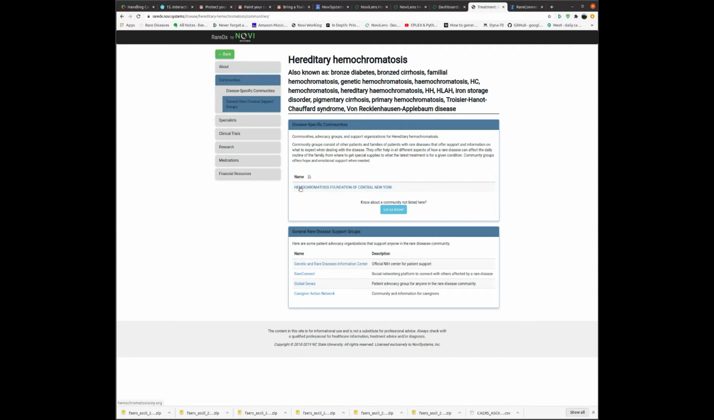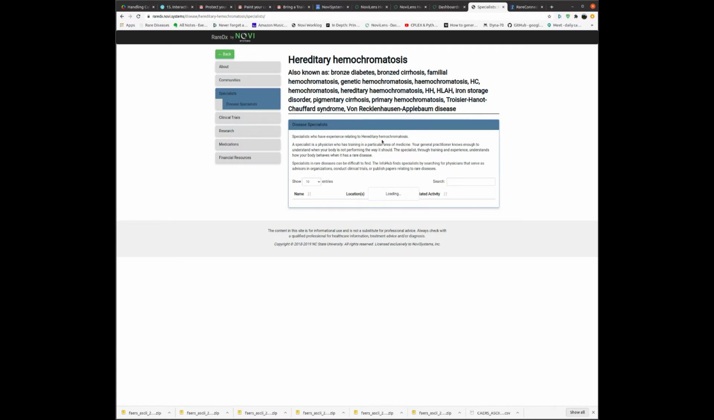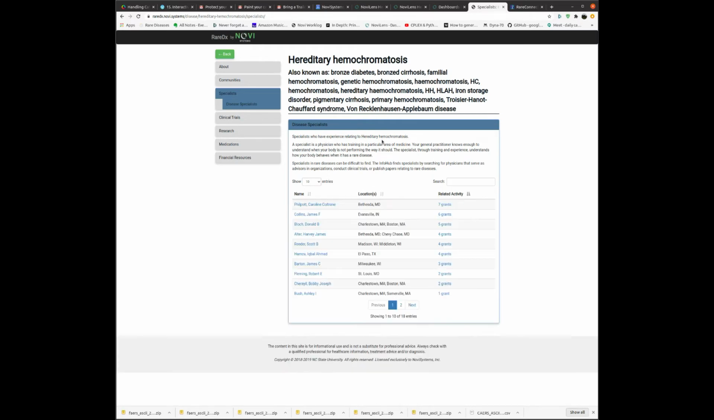hemochromatosis, and allow the user to select and find those communities, as well as provide baseline general disease information with regard to rare disease. Specialists, again, are searched and graded based on the number of grants and papers that they've published concerning that rare disease.